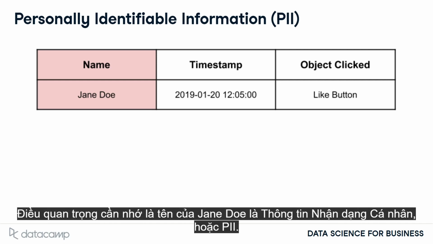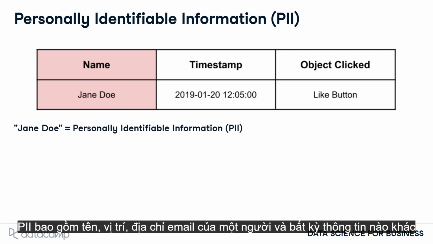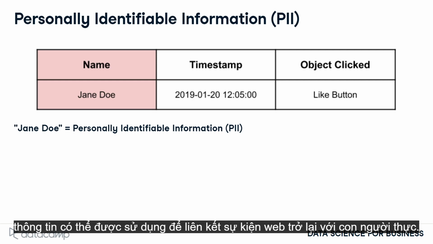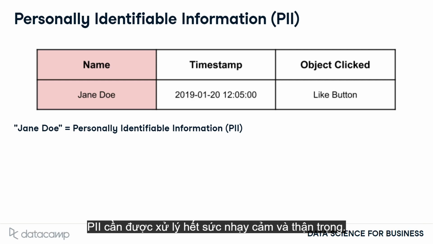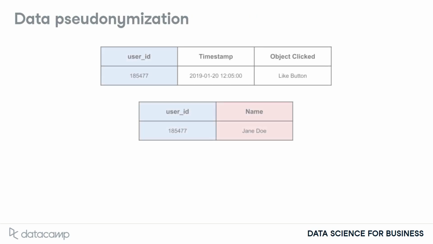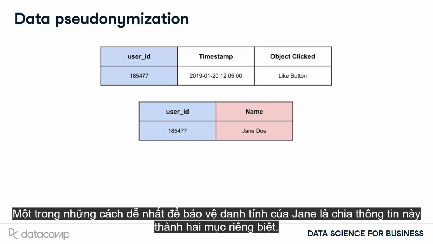It's important to remember that Jane Doe's name is personally identifiable information, or PII. PII includes a person's name, location, email address, and any other piece of information that could be used to tie a web event back to a real human. PII should be treated with extreme sensitivity and caution. One of the easiest ways to protect Jane's identity is to split this information into two separate entries.